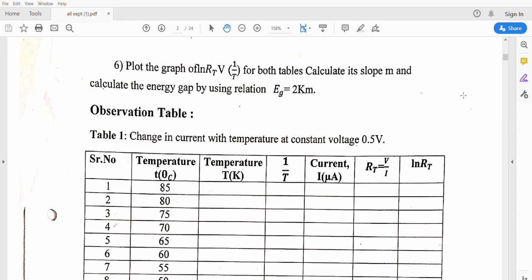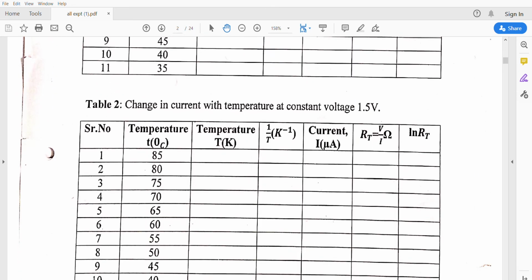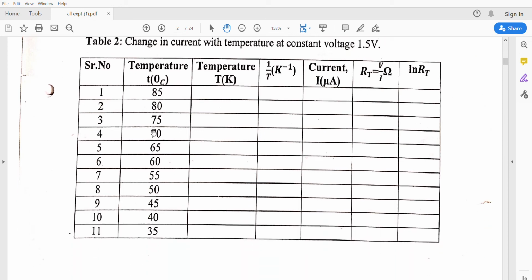Now if you go for changes in the voltage, the voltage is changed to 1.5 volts. Then what will happen if the voltage changes? The resistance values and the current values also change. So again the same process: we have to first heat the diode using the heater till 85 degrees centigrade.